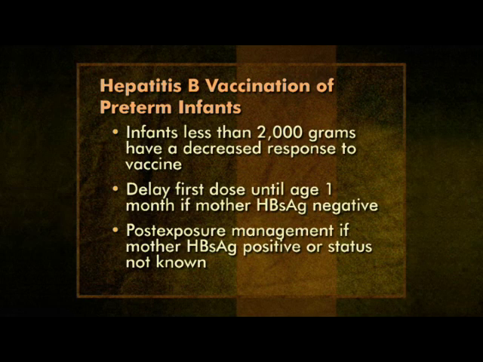Preterm infants with a very low birth weight present a challenge. Infants who weigh less than 2,000 grams have a decreased response to hepatitis B vaccine. As a result, the first dose of vaccine should be delayed until the child is 1 month old if the mother is documented to be hepatitis B surface antigen negative. At 1 month of age, these infants respond as well as infants of normal birth weight. But this applies only to routine hepatitis B vaccination.